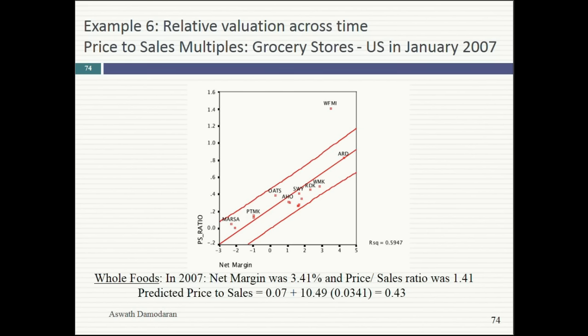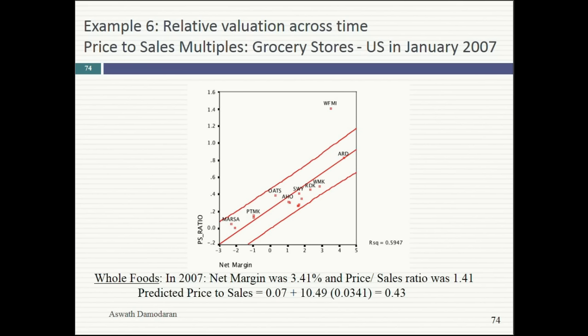Now, part of that statement is true. Their margins were much higher than everybody else. Their margins were 3.41%. Everybody else was at 1.5% margins. But even if I plug that margin into the regression that I got from price to sales, the predicted price to sales ratio I'd have got with their higher margins would have been 0.43, they were trading at 1.41 times revenues. So in 2007, as I was reading the equity research reports, I could see the true part of the story, but I still couldn't understand why it should trade at a premium on the rest of the sector, but not this much.